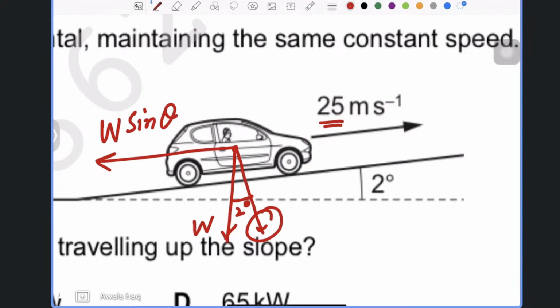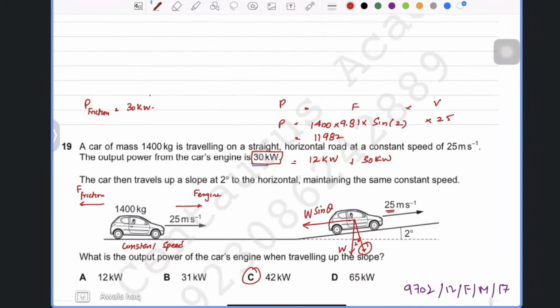Now, if you look at this, W itself is 1400 times 9.81, and when you do sine of 2, you would get this force. Now, power is force times velocity, so you have to multiply this whole thing by 25. Do you understand?